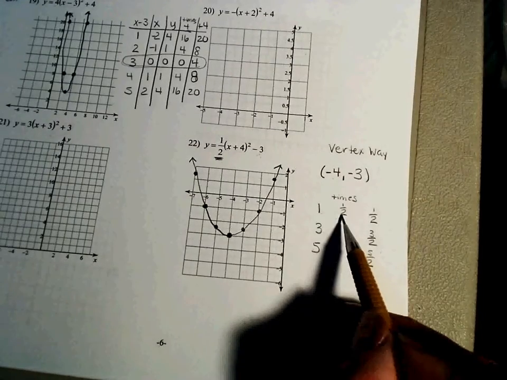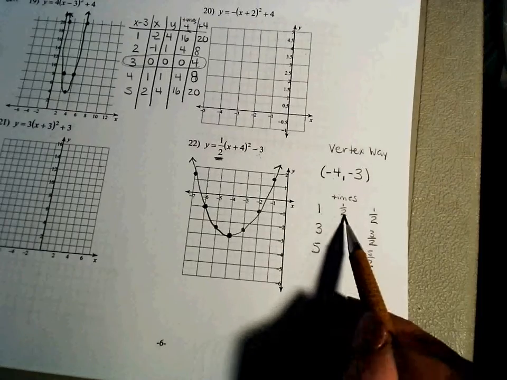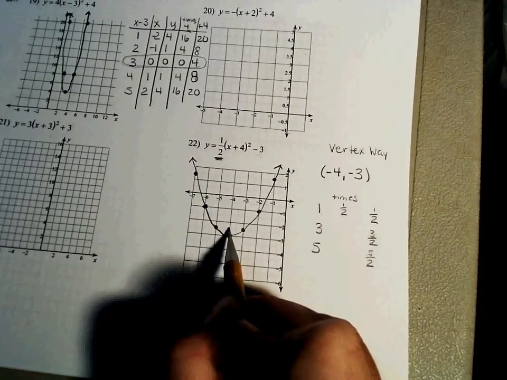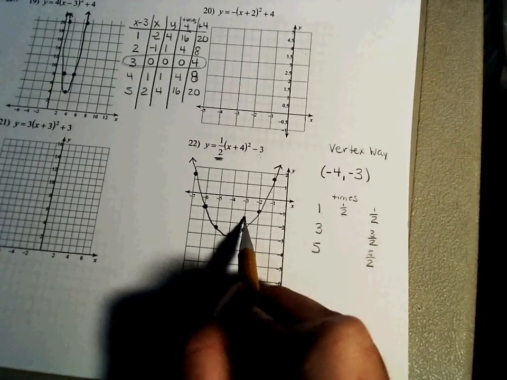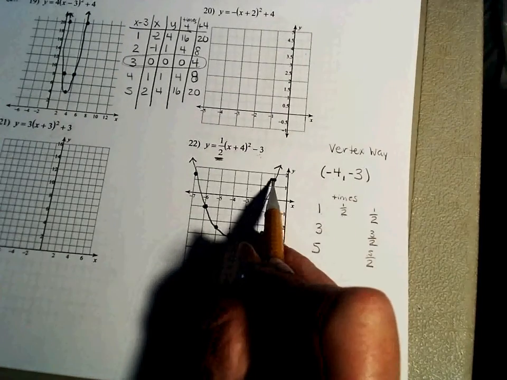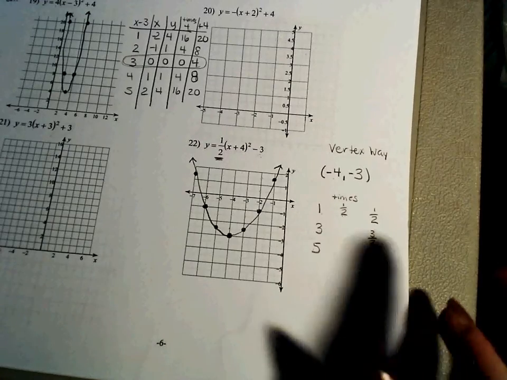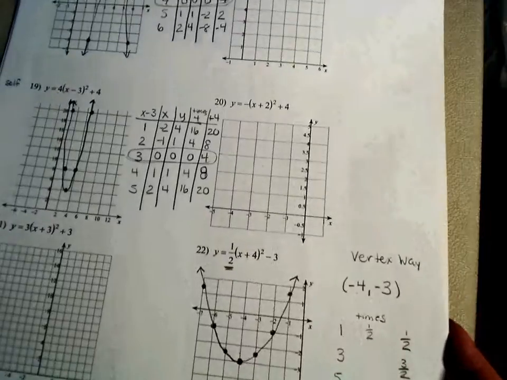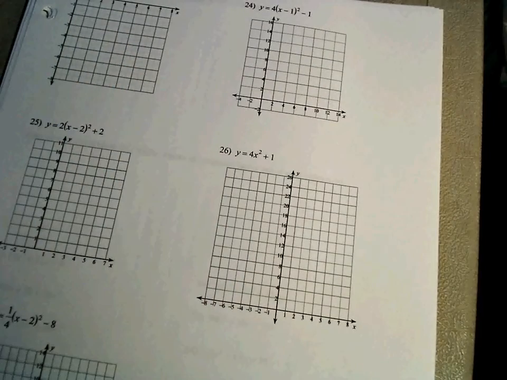So 1 times 1/2 is 1/2. 3 times 1/2 is 3/2. 5 times 1/2 is 5/2. From here, I go up 1/2 over 1, up 3/2 over 1, up 5/2 over 1, and then the same the other way.